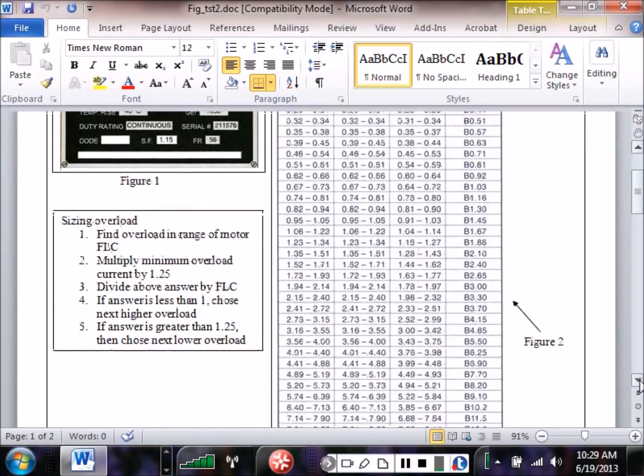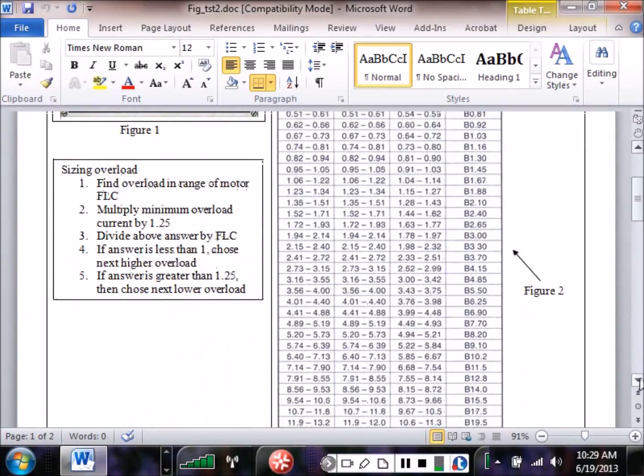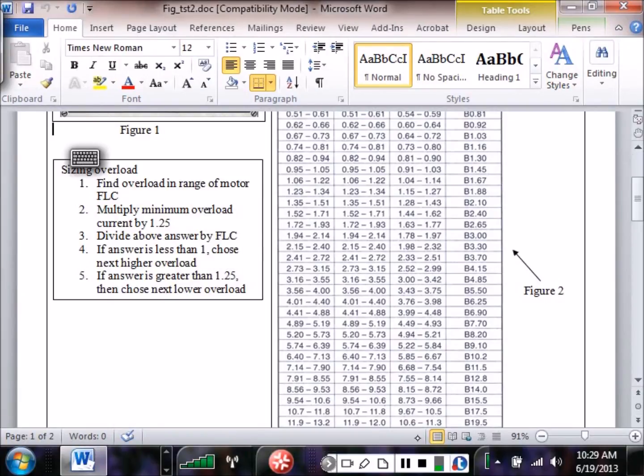And then over here it says size overloads. Now automatically we know that this is after I compensate for the service factor. So let's assume a service factor of 1.15. What's the first thing it does? Find the overload in the range of the full load current. So let's say I have a motor with a full load current of 3 amps. And of course, overloads are not sized for voltage. They're sized for current. How much heat do they produce with that current, right?